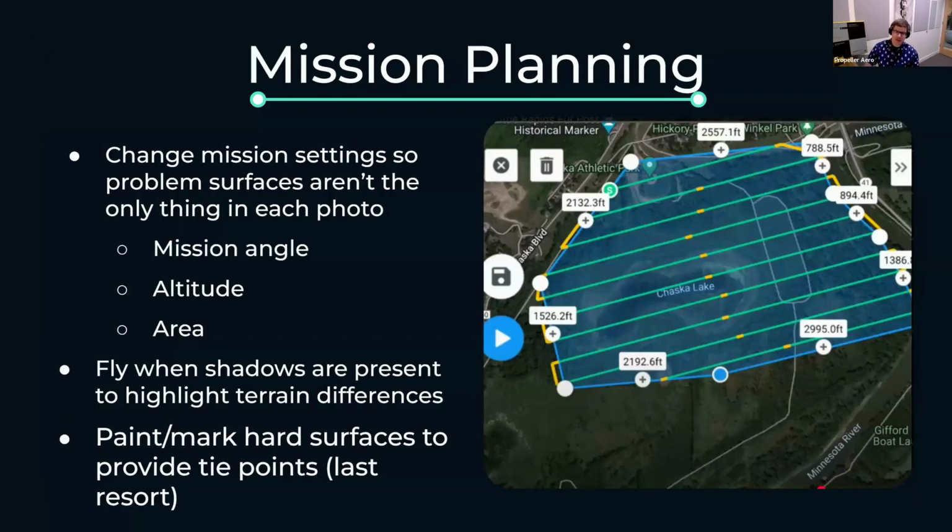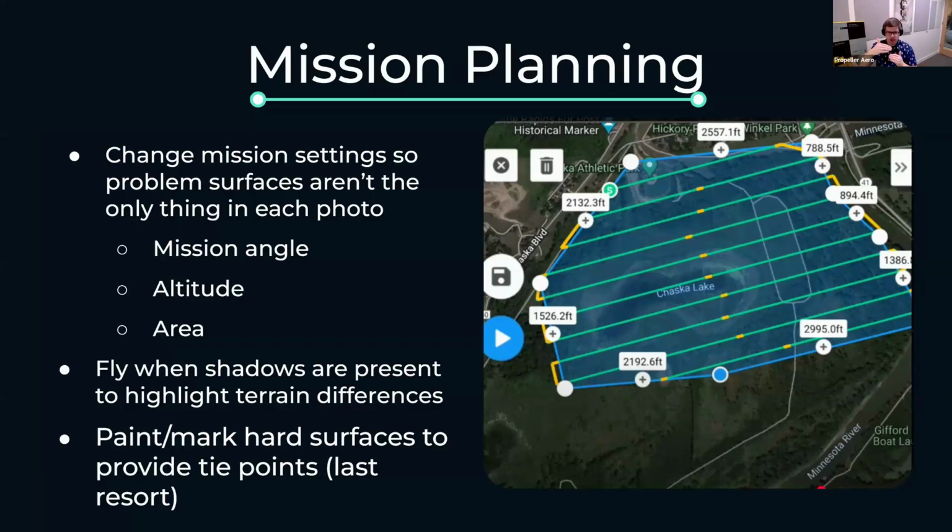So the first one is mission planning, and this is probably the easiest way to fix this. So what you are looking at is changing your mission settings so that you are either avoiding problematic areas or you are including features in those areas between each of the photos here. So what you see, especially on the right side, is that one of the transects goes over the middle of the lake here, but it's going to be able to see the shoreline on either side of it. It's not a very big lake.